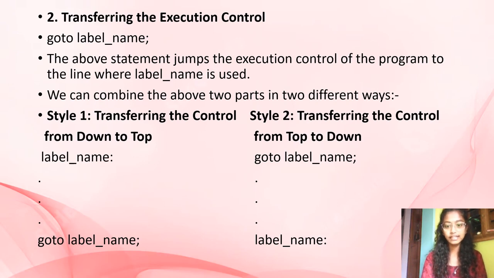And the next is transferring the control from top to down. Here, the label name is defined at the top, so the statement jumps the execution control of the program to the line where the label name is used. So it is termed as transferring the control from top to down.